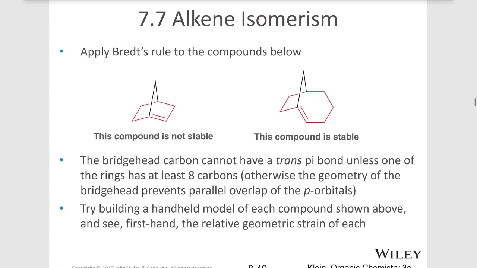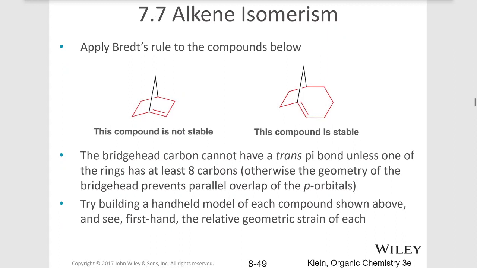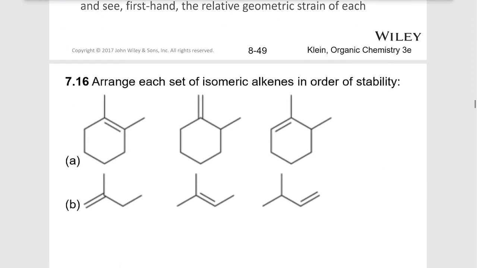And if you have a bicyclic compound, you can't have a double bond at the bridgehead. It just won't really form unless one of the rings has at least 8 carbons. So the ring with a double bond has to have at least 8 carbons in order to form a bridgehead double bond. This one on the left is not stable, but the one on the right is actually stable, because it has enough carbons to make that happen.